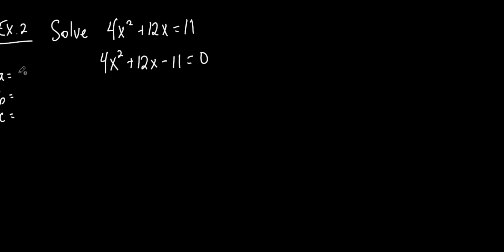So what is the A? 4. What's the B? 12. What's the C? Negative 11. Very good. Okay, so now, what did I say to do? Write it every single time. So I'm going to do that since I told you to do it. I mean, I already got this thing memorized, but you do this a handful of times and you'll have this thing memorized.